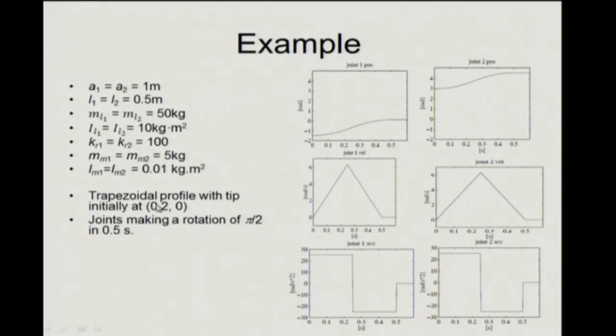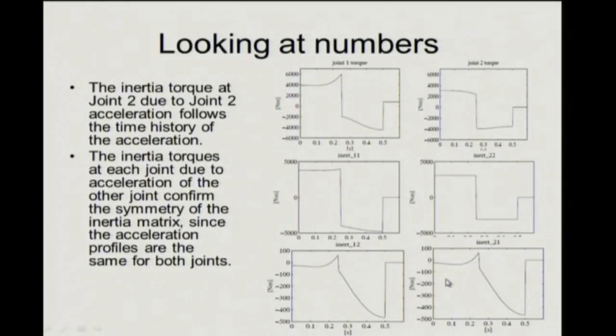So, we then assume that you have the tip initially at 0, 2, and you are going to make a rotation of pi by 2 about each joint in 0.5 seconds. Okay, so, that is the task, and you are going to do it by going through a trapezoidal profile. If you do that, then you will get some kind of a biparabolic shape here, and the acceleration will be constant in this phase and then negative and of the same value in this phase and 0 here on. So, this is quite standard. So far we have done only kinematics.